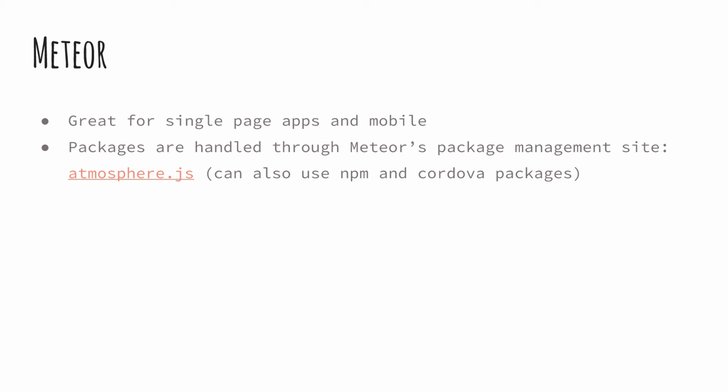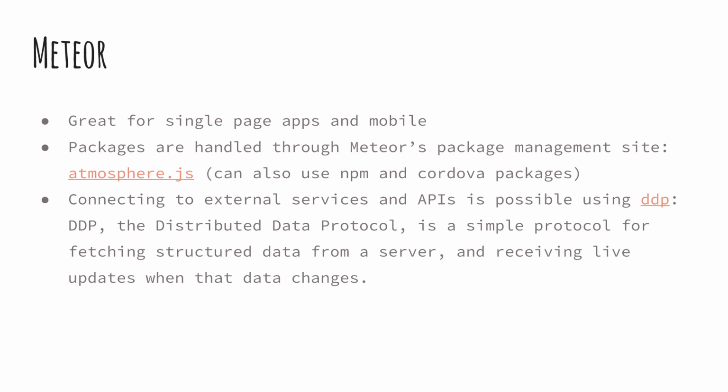Package managing is done through Atmosphere.js, which is a very good site for seeing which packages are trending, which packages are most frequently downloaded, as well as feedback in terms of comments and ratings for which package is good. So it's a pretty good site for managing packages. You can also use just npm or Cordova's package manager as well.